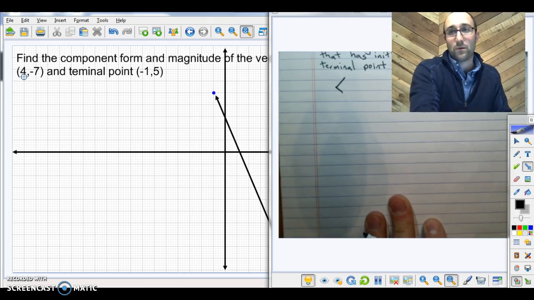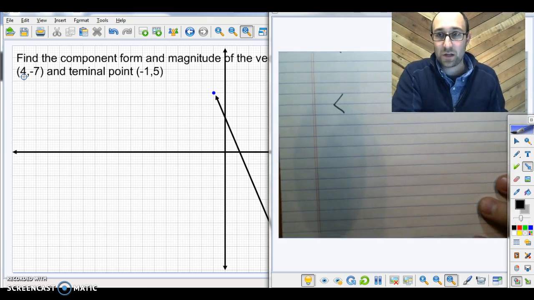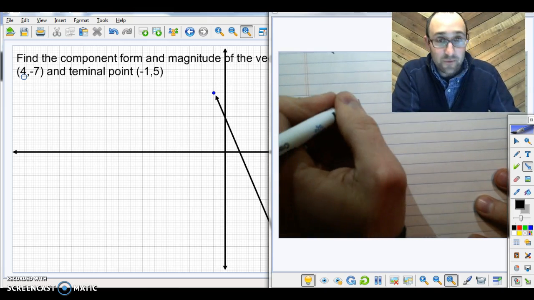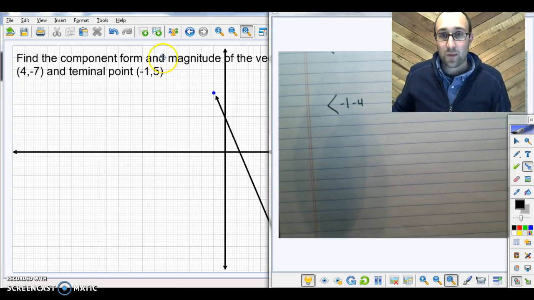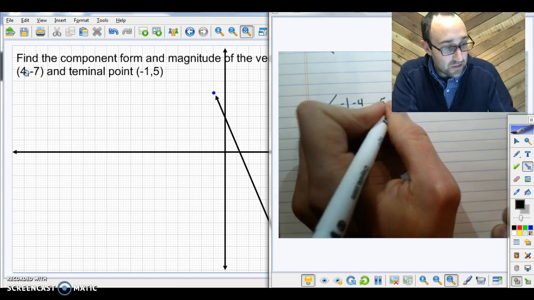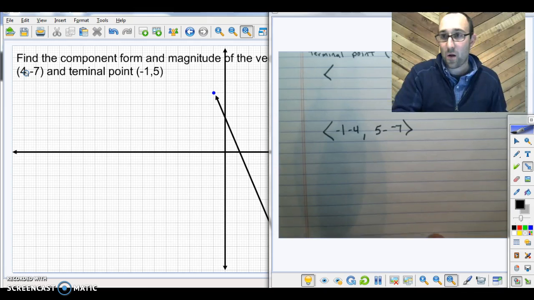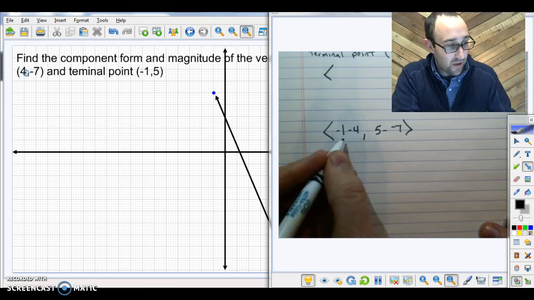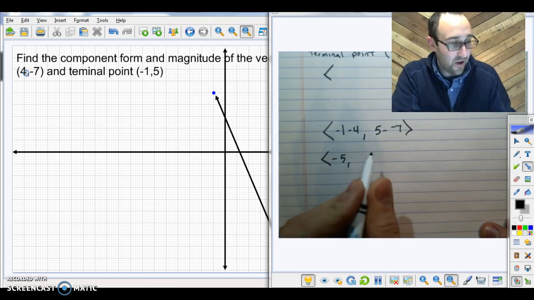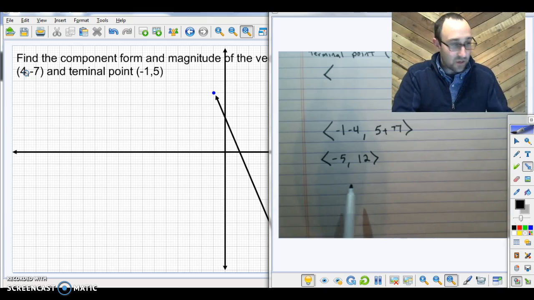Oh, you can't see it. There we go. Let's do it down here. We got the terminal point. We're going to have those right here. And then what we are going to do is -1 minus 4, the x's minus the x's, comma, 5 minus -7. And I'm going to put those in there. Oh, and you can see it now. There we go. Okay. So then I will have -1 minus 4 is going to be -5, comma, 5 minus -7 is going to be 12. All right, so there it is in component form.